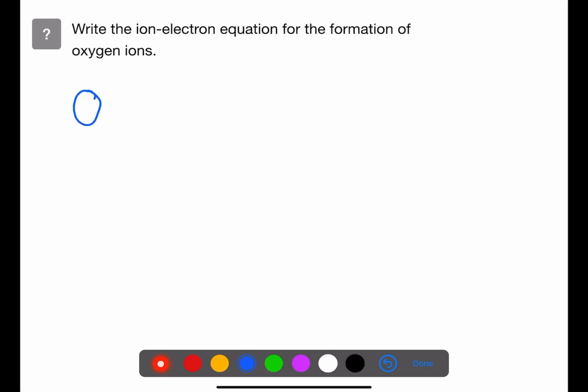Oxygen also exists as a diatomic molecule. Oxygen has a valency of 2, which means each oxygen atom needs to gain 2 electrons. As we have 2 oxygen atoms here, we need 4 electrons. This will allow us to form 2 oxide ions with a 2- charge each.